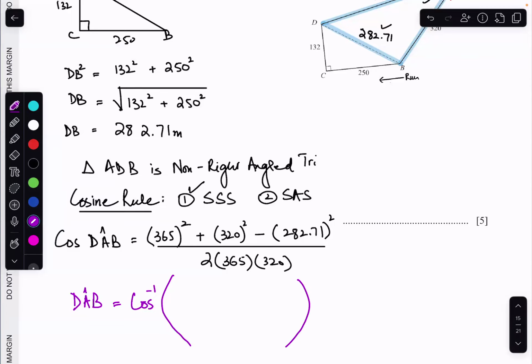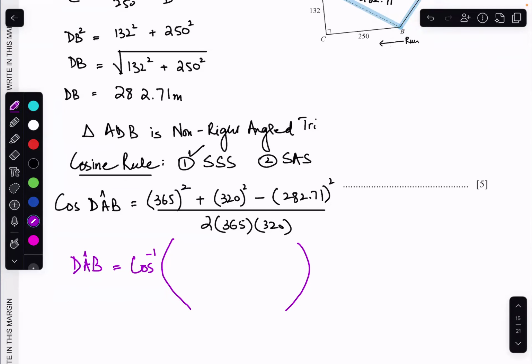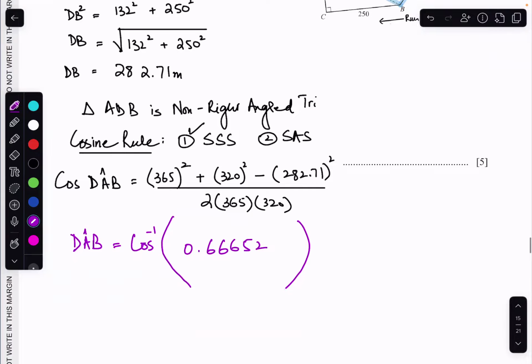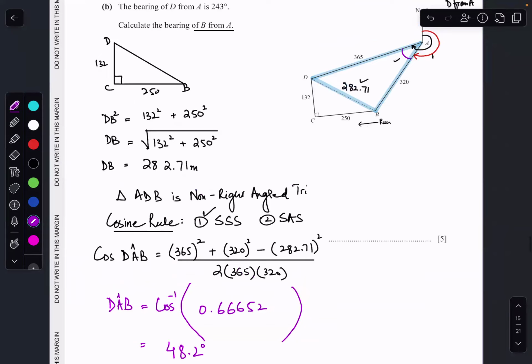Let me do the working for this. If you want to do everything within a calculator, use brackets. And use as many decimal places as you can if you are writing it like this. Otherwise, you can do it directly on a calculator. So cos inverse of this will give us 48.2.